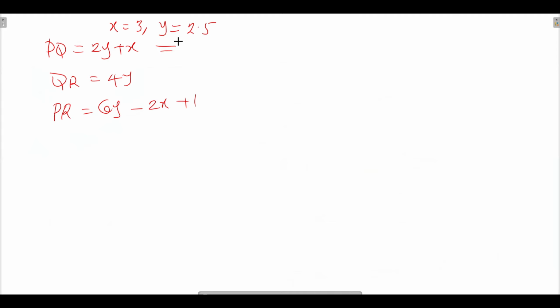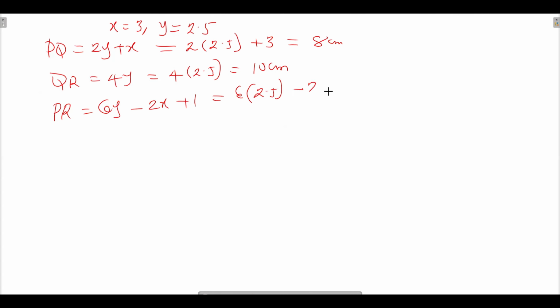So by solving this now, let's substitute. That will be 2 into brackets 2.5 plus 3. 2 times 2.5 is 5, plus 3, that's 8 centimeter. And QR is 4 into brackets 2.5, and that will be 10 centimeter.